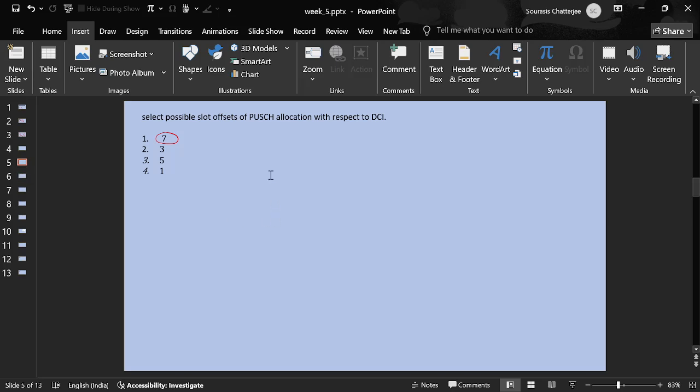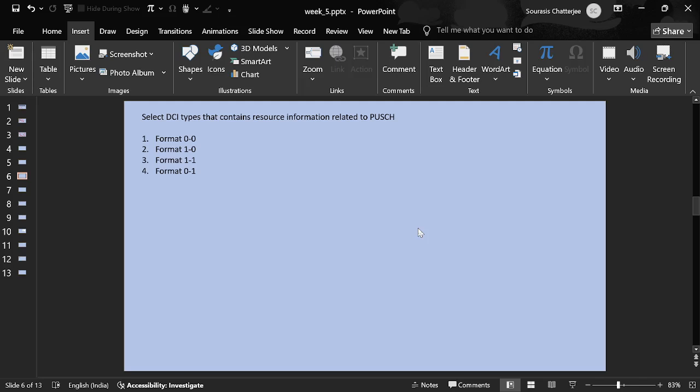Actually, if the question asks about the possible slot offset, it can be all of them, right? 1, 3, 5, 7. Max, not max. If I talk about the possible, 7 is the maximum, but if I talk about the possible, it can be all of them. Yes.